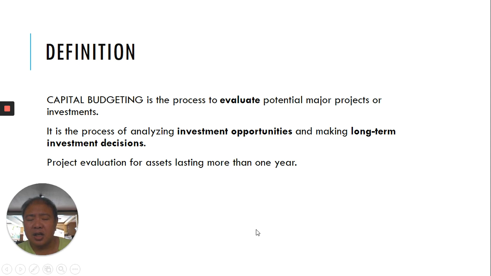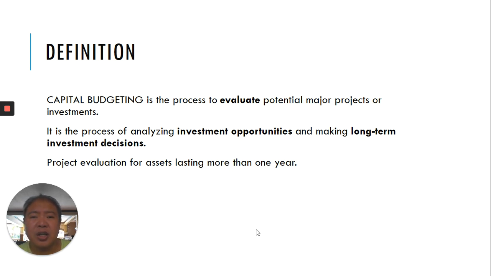If you look at those definitions, the keywords there are evaluate potential or major projects, and it is used to analyze investments or potential projects, and of course, the assets or investments would last for more than 1 year. Meaning we are talking of revenue streams or benefits for the long term. Remember that in financial management, what we're after is to go into projects that would best benefit the shareholders. As we said, the objective of financial managers is maximization of shareholders' wealth.